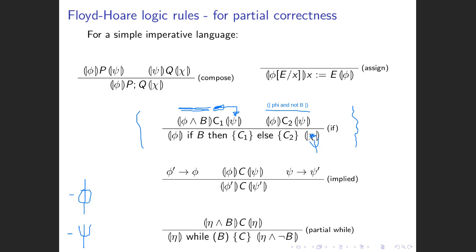Yeah, good. So there's actually a little bug in my notation here as well. This should actually say phi and not B. This is phi and B, and this is phi and not B. Yeah, that's a really good point. Phi also holds in the other case, doesn't it? Yeah, that's good.